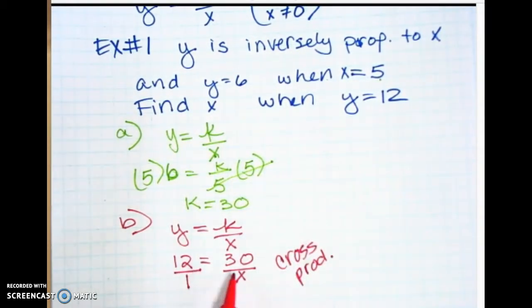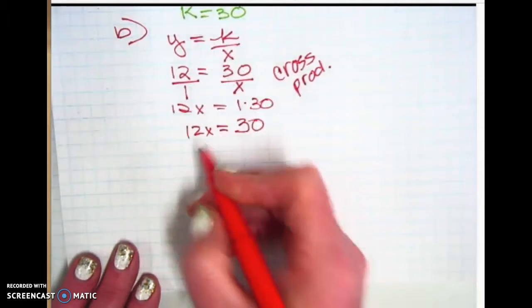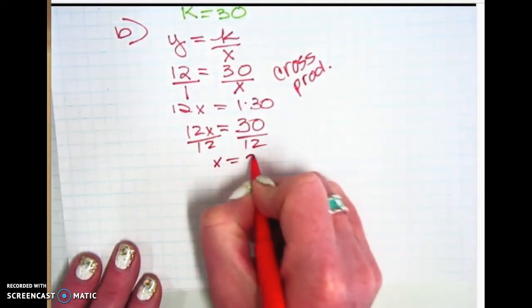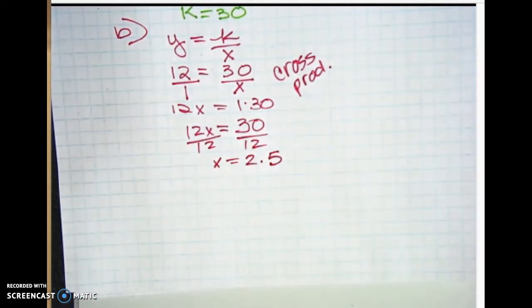So we're going to have 12 times x, which is 12x, and then 1 times 30, which is 30. Ooh, running out of room. So divide both sides by 12, and you get x equals 2.5. Okay?